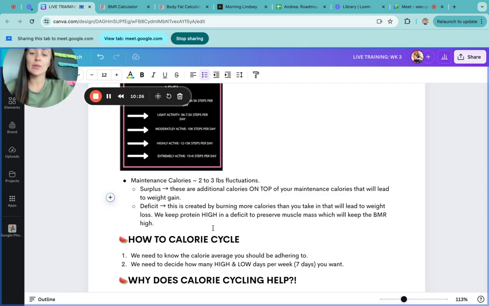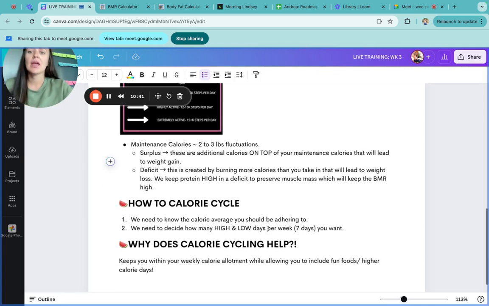So we keep protein high in a deficit to, again, preserve muscle mass, which will keep the basal metabolic rate high, because remember, that is 50% of your daily energy burn. So if we are losing muscle mass, we are losing a large amount of daily energy burn, okay?